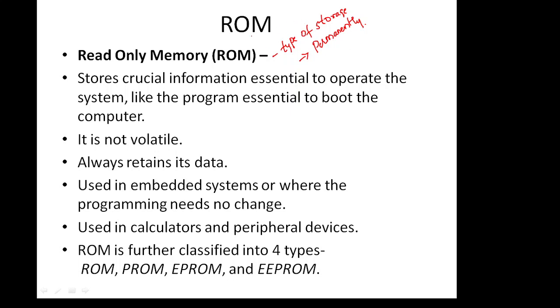Here, as I have said, it is non-volatile. Non-volatile means the data stored in it is not lost when the power is off. It always retains the data. It is majorly used in embedded systems where programming needs no change, such as calculators and peripheral devices. This ROM is further divided into four types: ROM, PROM, EPROM and EEPROM.